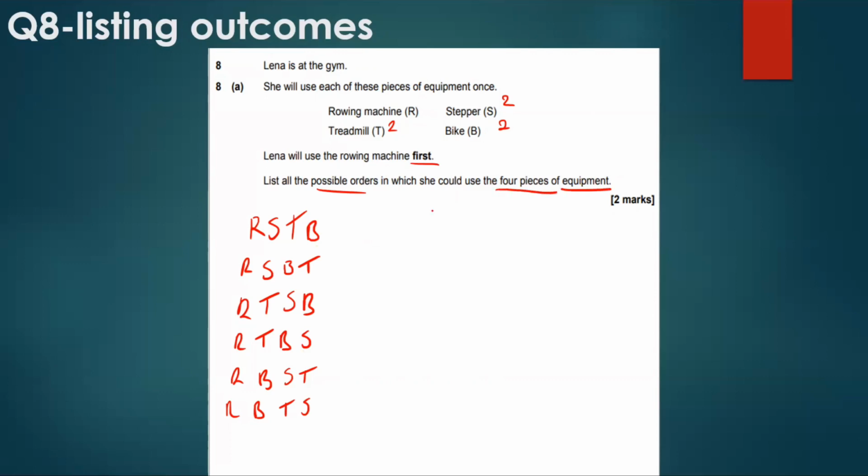Okay, so she has 4 pieces of equipment, but she's got to use the rowing machine first. That should be your first letter for each one. And then obviously you swap your second letter for each and then change these around. Okay, hopefully that makes sense.